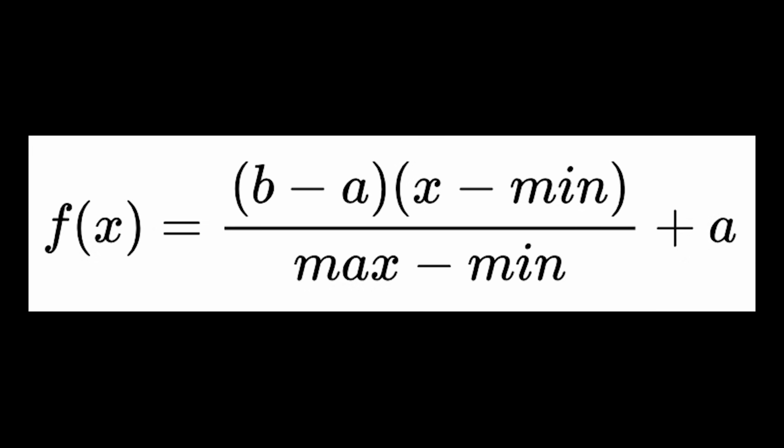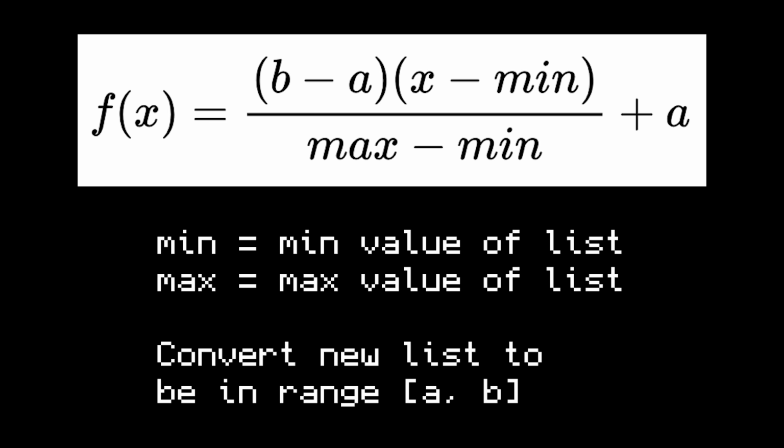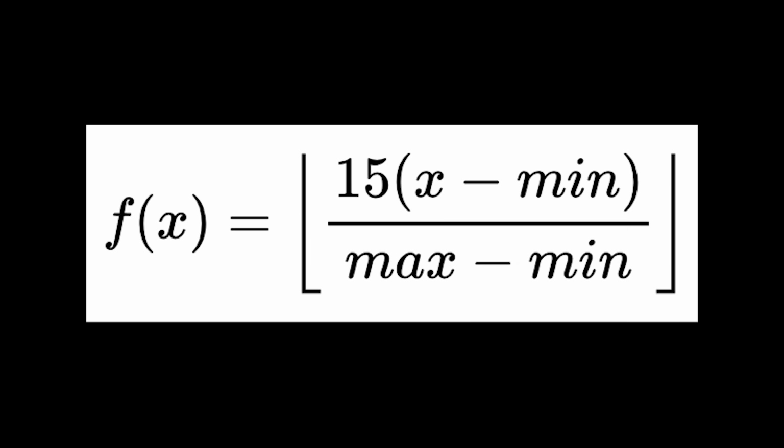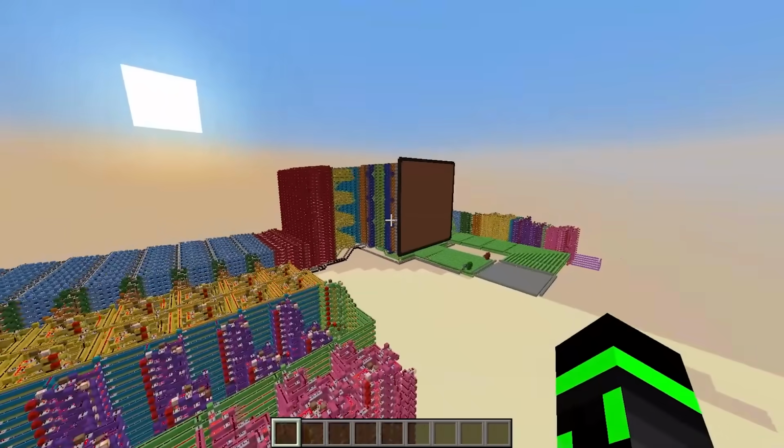Then I found this formula, which is similar to Softmax, but doesn't involve any crazy operations. It basically squishes the list down to a specified range, like 0 to 1 for example. So I thought, why not make that range 0 to 15 and floor it? That way it converts the list to signal strengths. And so this is the formula I decided to build. Ironically, implementing this formula took up more space than the entire network so far.